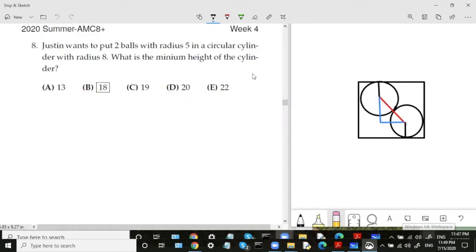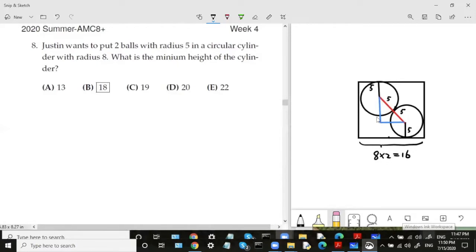Okay, so we have radius 5. Here, this one is 5, this is 5. And radius 5, radius 5. And we also have a circular cylinder with radius 8. So that means this is the diameter of the circular cylinder base. So it's 8 times 2 equals 16.